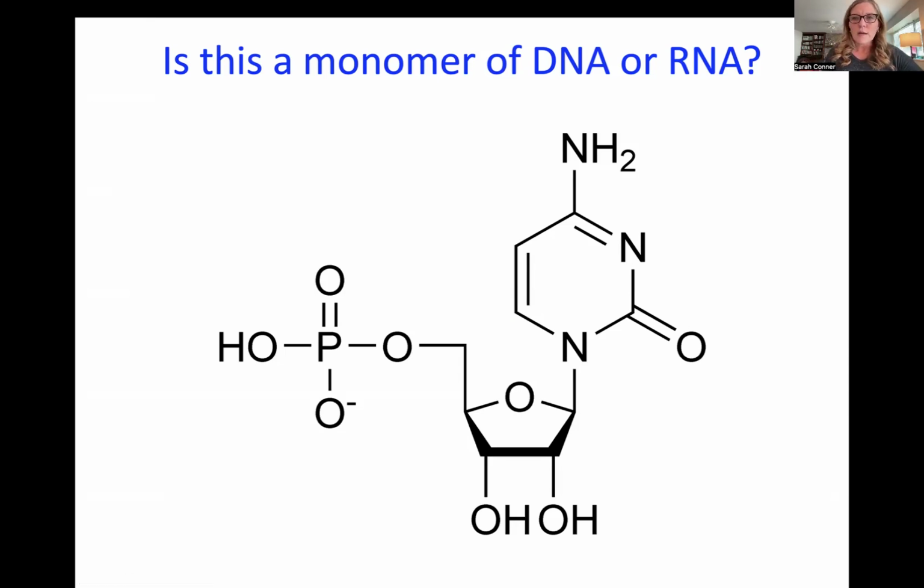DNA is deoxyribose, which means it's been deoxified. So if you look down here at the bottom where it has the hydroxyls, if this were DNA, this would be gone. That oxygen would be gone. So this is definitely RNA because we have two hydroxyls on those corners.